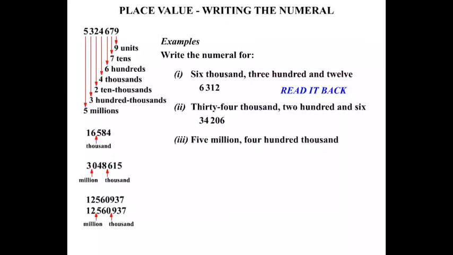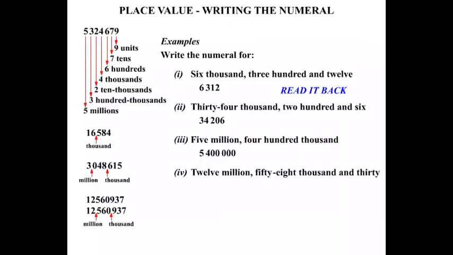The next one, 5,400,000. Okay, this time we're dealing with millions, so 5 million, put the 5 down and then we'll leave a gap. Then we have 400,000. So we're going to write our 400, and then because it's thousands, we're going to write 3 zeros on the end. Okay, 400,000. So all up, 5,400,000.